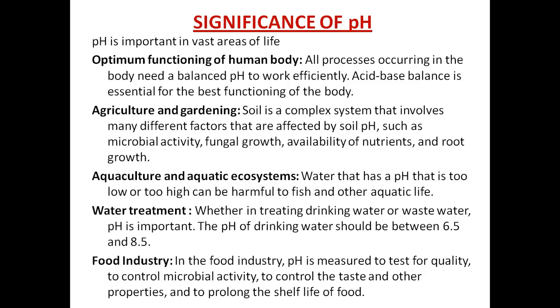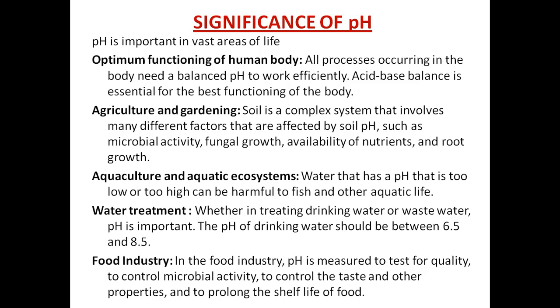The digestive enzymes work on an optimum pH, and the cells work on an optimum pH. So nothing can be done without an optimum pH, and life cannot proceed without an optimum pH. So the significance of pH cannot be denied. It is also very much essential in the field of agriculture and gardening, because soil is a complex system that involves many different factors that are affected by soil pH, such as microbial activity, fungal growth, availability of nutrients, etc. They all depend on a particular pH.